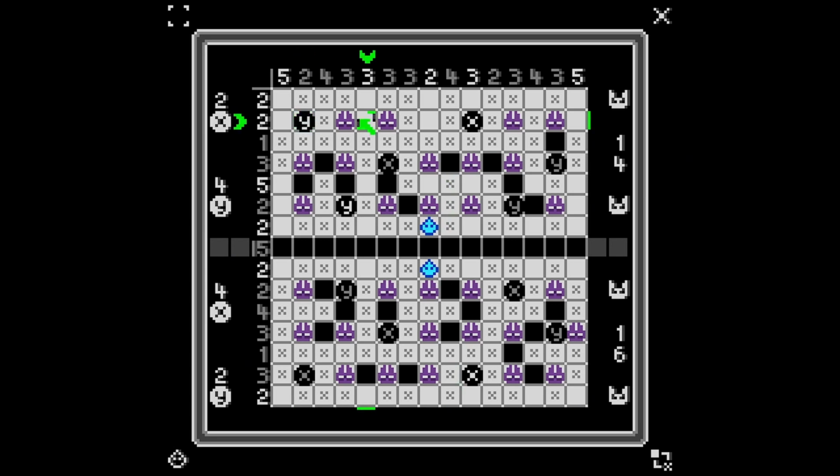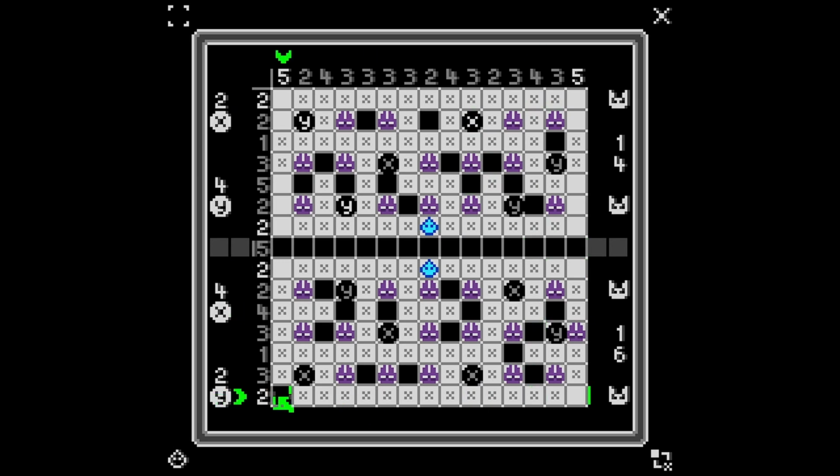Now we need a wall here. We need a wall here. Now this is gray. So is this. We need a wall here. So now this is gray. And this is gray.